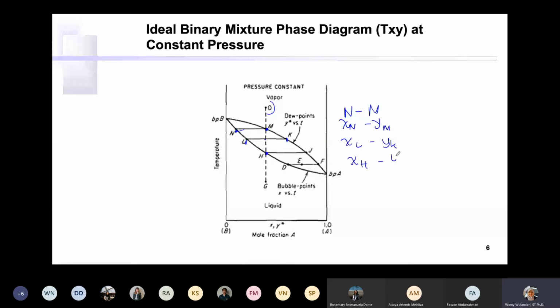So if you want to plot this TXY diagram into, let's say, a YX diagram, I think I will just erase this. I want to try to draw the diagram.